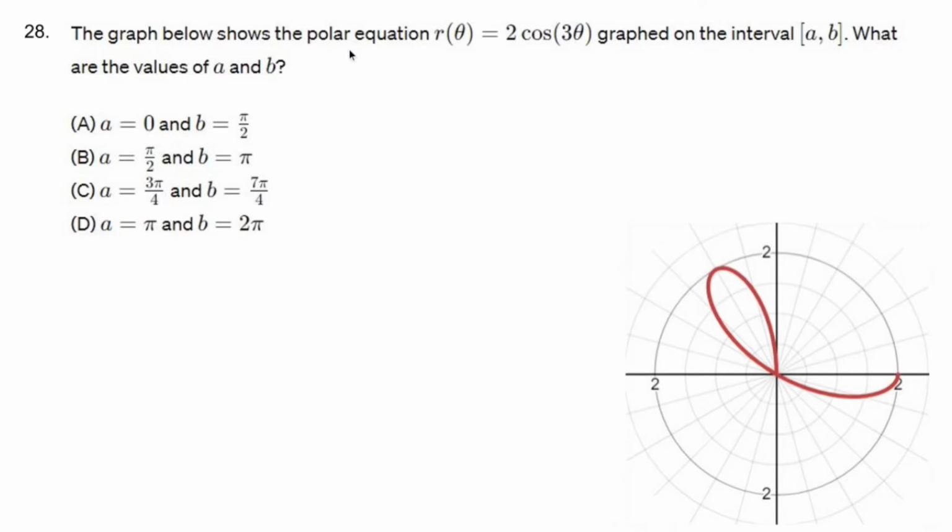The graph below shows the polar equation r of theta equals 2 cos 3 theta graphed on the interval A to B. What are the values of A and B? All right, so obviously I don't have the whole picture. If you have your pictures memorized, you know that since 3 is odd, you're going to have a 3-petal rose-looking thing that goes out to 2. And since this is cosine, I'm not even going to attempt to draw this, it's going to look like that.